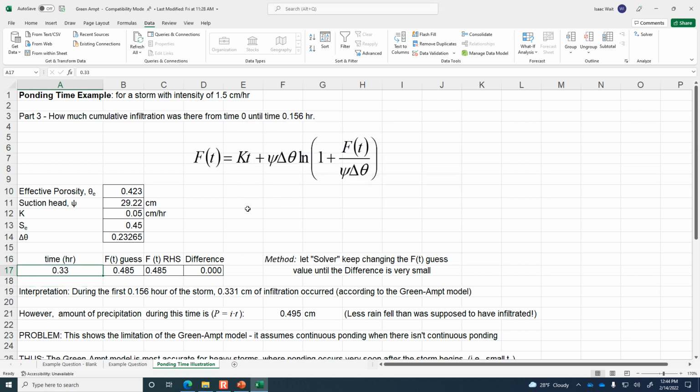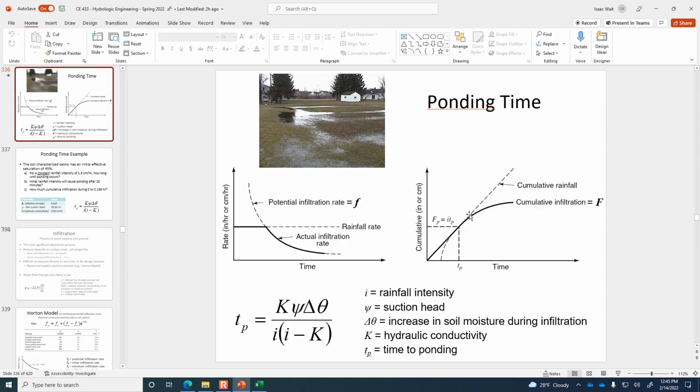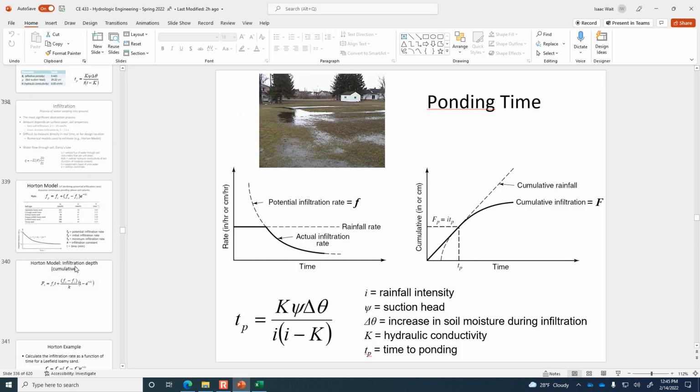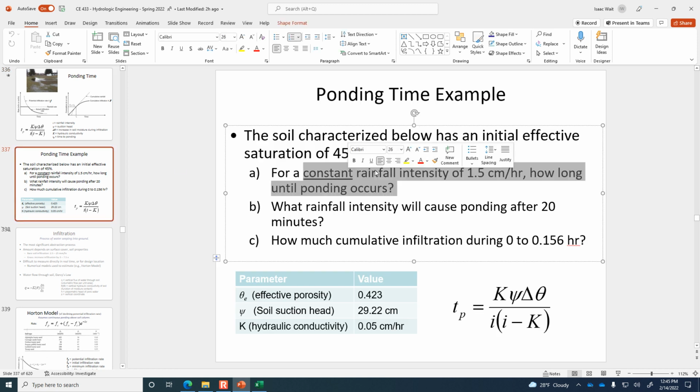So in a third of an hour, what we see is that the precipitation amount is 0.495 centimeters, and the infiltration amount is 0.485. So that's basically just more precipitation than infiltration amount. So we're at the point now where these two curves have intersected. All right, so the initial question in part A was asking how long until ponding occurs? Let's say 20 minutes.